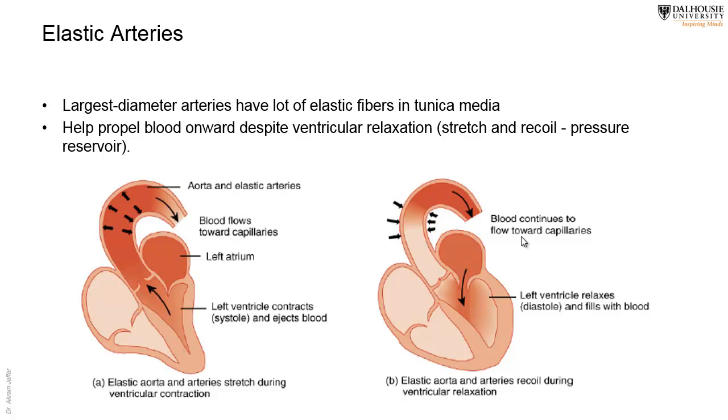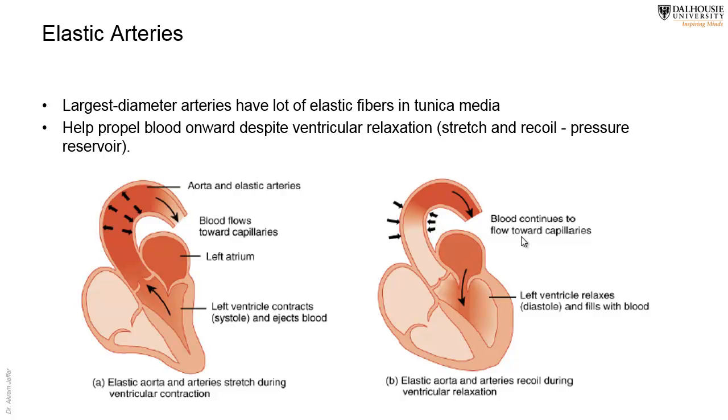Now the elastic arteries, again, they have the same basic structure of a blood vessel. These are the largest diameter arteries. They include the aorta, the ascending arch, descending aorta, and the major branches of the aorta, which we are going to study today, like the brachiocephalic trunk, common carotid arteries, and beginning of the subclavian arteries. These all have more elastic fibers in their wall.